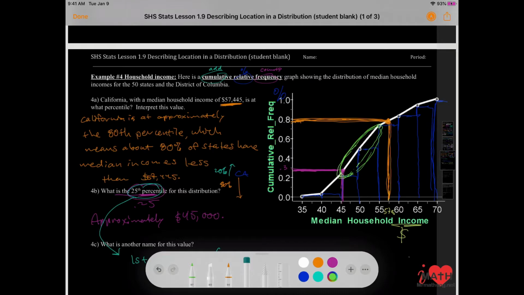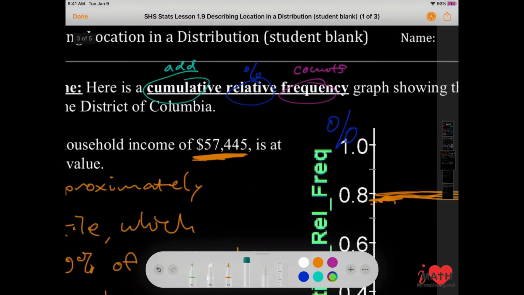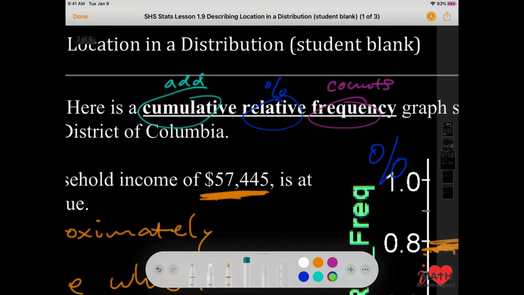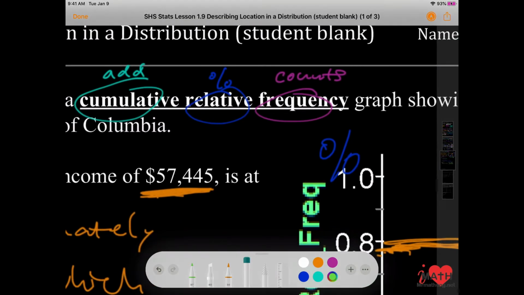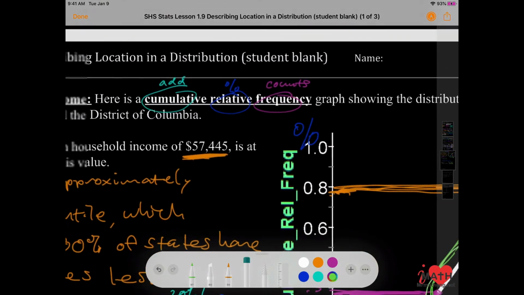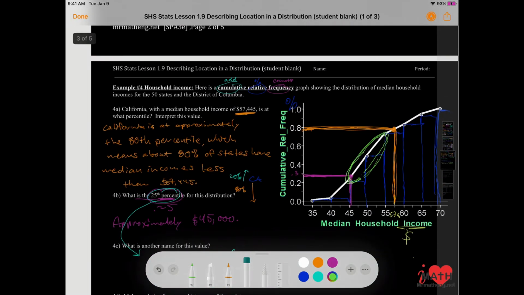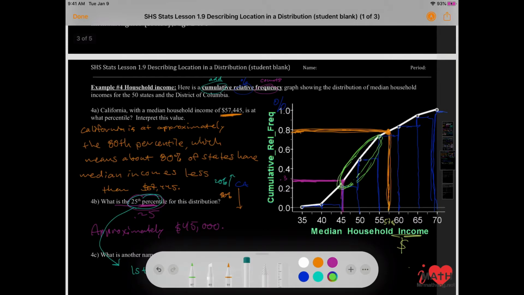All right, let's go over this one. Household income. Here is a cumulative relative frequency. Remember, the word cumulative means to add, relative means the percentage, and frequency means counts. So this is a graph showing the distribution of median household incomes for the 50 states and the District of Columbia. If I ask you in every state how much are you making, I take all the averages, and that's what the graph looks like.